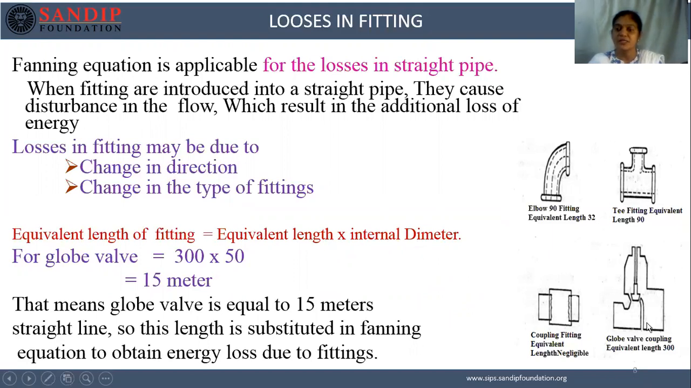Now we'll take one example. This globe valve has an equivalent length ratio of 300 and an internal diameter of 15. So after calculation, you will get the value as 15 meter. So what does this 15 meter indicate? This indicates that the globe valve is equal to 15 meter of straight line. So this length is substituted in the Fanning equation to obtain the energy loss due to the fitting. So the Fanning equation, again, is applicable for the losses in fitting.